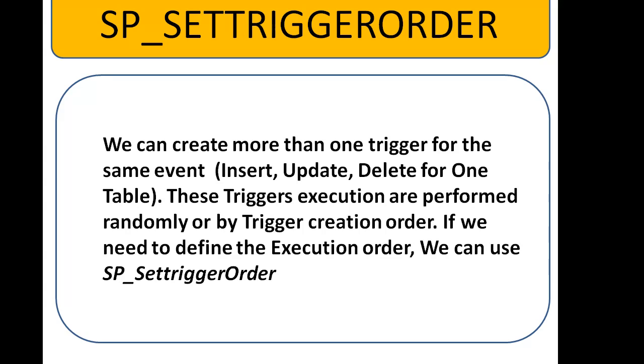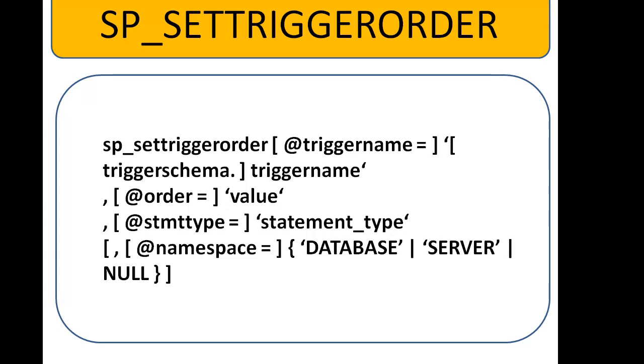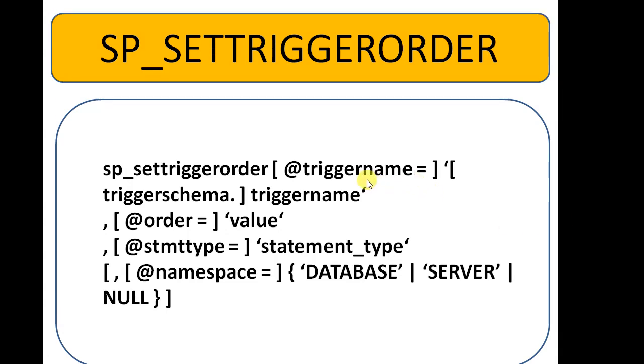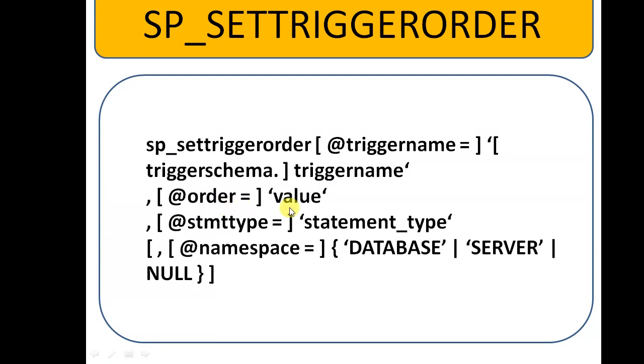If we need to define the execution order for the triggers, we can use this system stored procedure, sp_settriggerorder. This is the syntax for sp_settriggerorder: we pass the trigger name and the order. There are only three options: first, last, or none. None is undefined order. First executes first. Last executes at last.